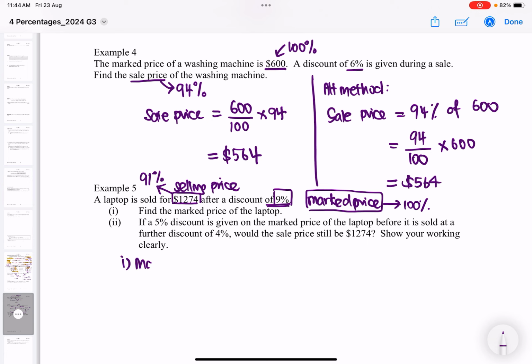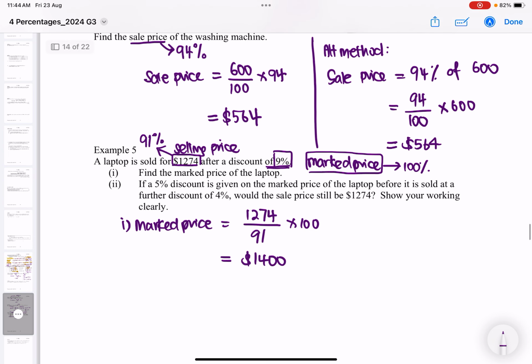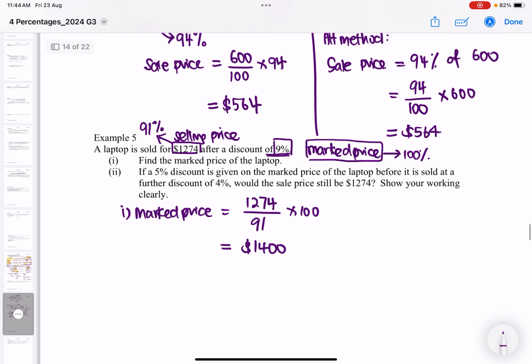So for part 1, because they want us to find the marked price, I will find 1% by taking 1274 divided by 91. And then to find 100%, I multiply by 100. So the original marked price of the laptop was 1,400.